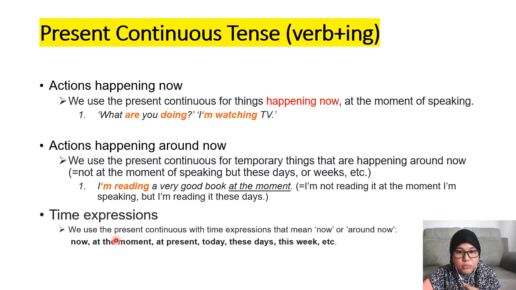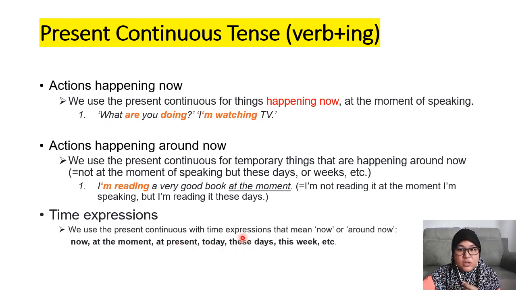Okay, at the moment. Okay, for the time expression, we use the present continuous with time expression that means now or around now. Okay, now, at the moment, at present, today, these days, this week. Okay, and so on. Okay, maksudnya for present continuous tense, if you want to show the sentence is in present continuous, kalau kita nak tunjuk ayat tu dalam present continuous, we can put the time expression. Okay, kita kena letak time expression. Macam contohnya now, at the moment, at present, today, these days, this week.